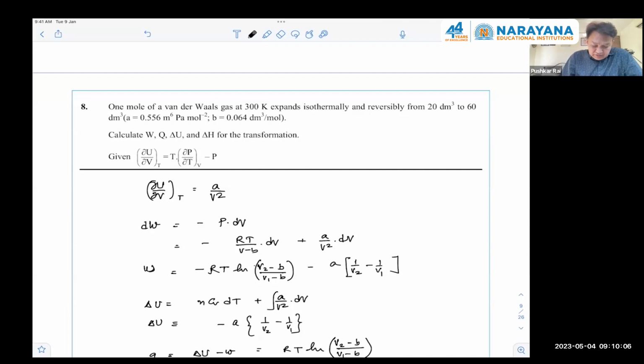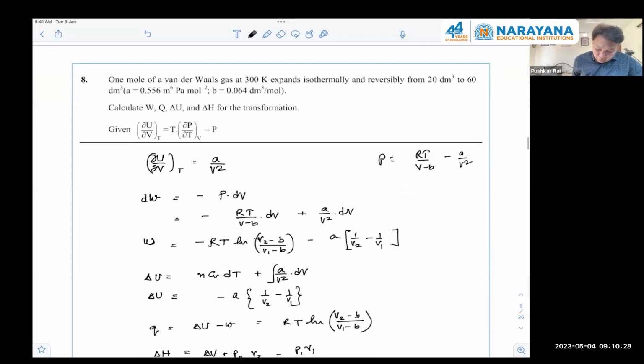How am I writing this? Can you understand? dW is minus P dV. And is this expression all right? I don't think there is any mistake, because P is equal to RT upon V minus B minus A by V square. So the negative sign, all right.